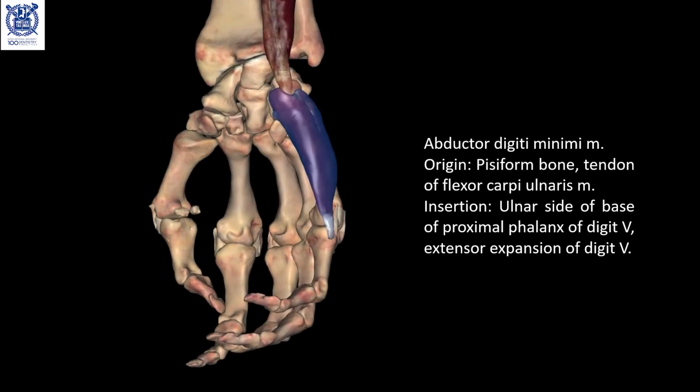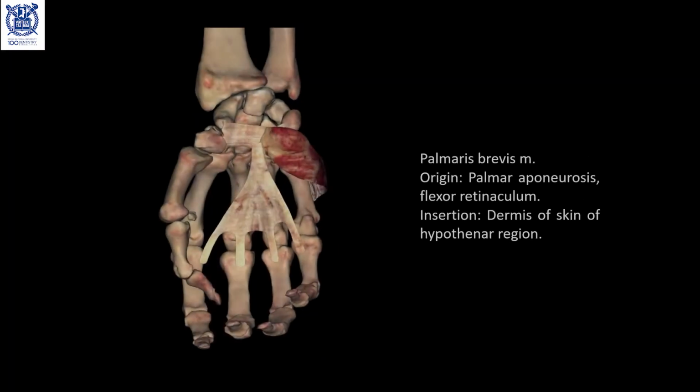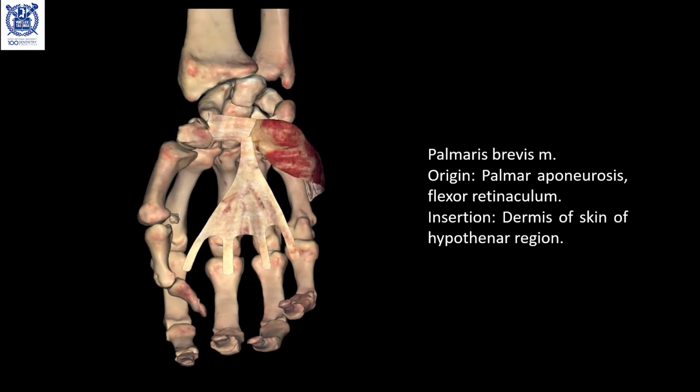Abductor digiti minimi muscle. Origin. Pisiform bone and tendon of flexor carpi ulnaris muscle. Insertion. Ulnar side of base of the proximal phalanx of the fifth digit and extensor expansion of the fifth digit. These three muscles are the hypothenar muscles. Palmaris brevis muscle. Origin. Palmar aponeurosis and flexor retinaculum. Insertion. Dermis of skin of the hypothenar region.